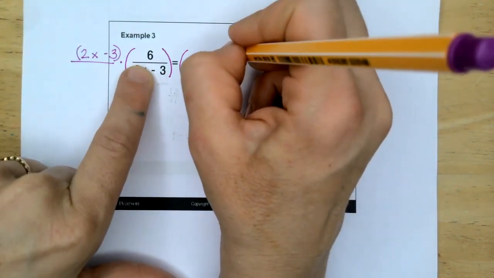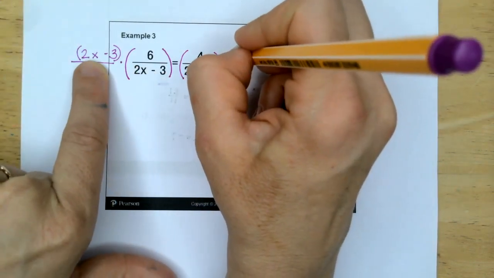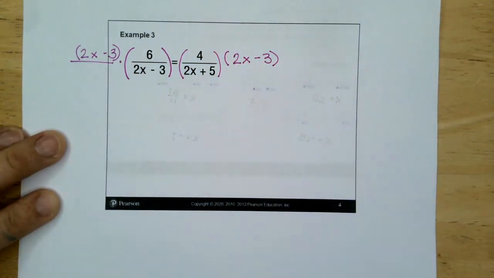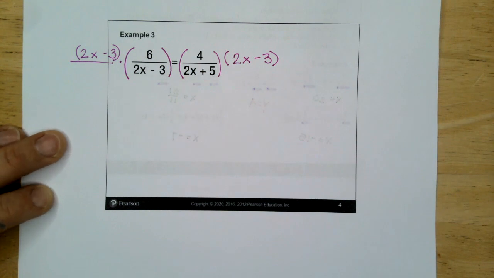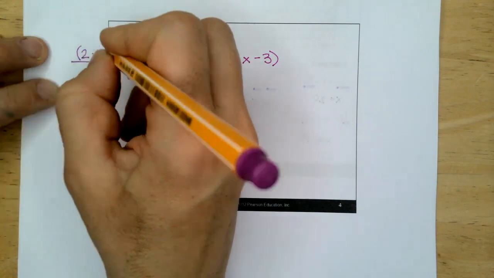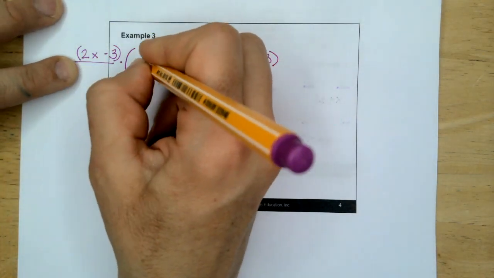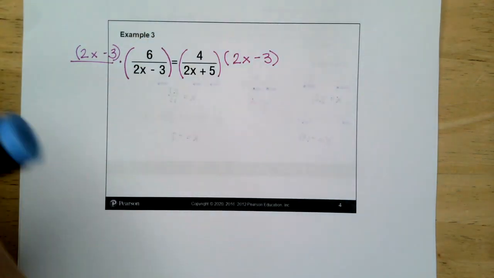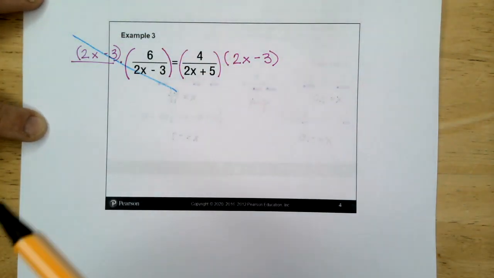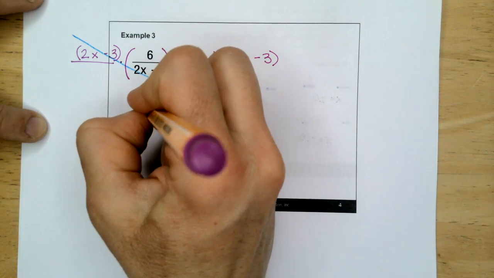We're just dealing with this one, and we're going to multiply both sides of the equation, or every part of the equation, by 2x minus 3. Okay, so now what I have is 2x minus 3 times 6 divided by 2x minus 3. It's the whole reason we did it, and it's because this cancels, right? So now on this side, all I have is 6.